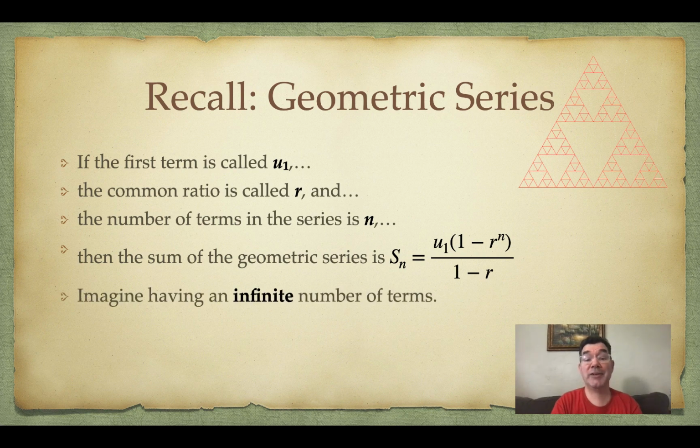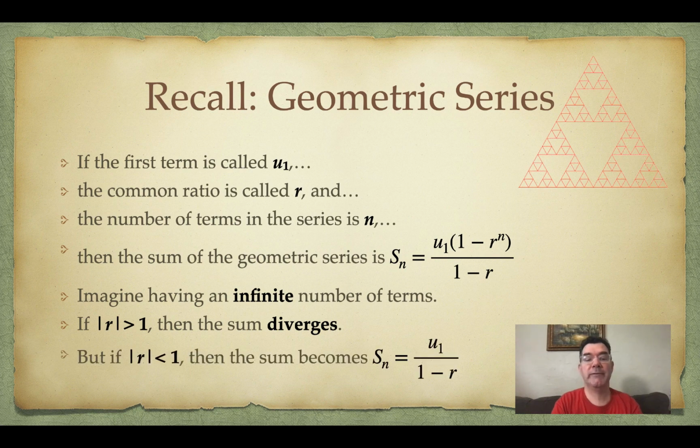All right, now imagine having an infinite number of terms. Well, if the absolute value of R is greater than 1, then the terms keep getting bigger and bigger and bigger, so the sum of them is going to diverge. But if the absolute value of R is less than 1, then the terms get smaller and smaller and smaller, and the sum will actually become a finite number. And the way to calculate that number is to just get rid of the parentheses that were on top of the original formula, and the sum is going to be U1 over 1 minus R.